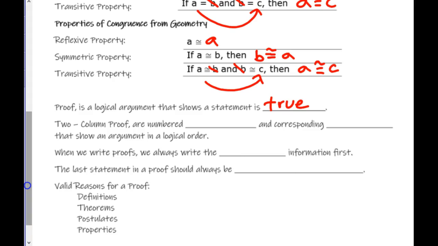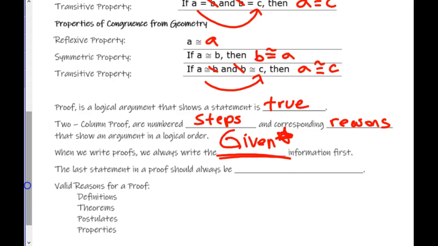A two-column proof has numbered steps on the left and the corresponding reasons or justifications on the right, that show an argument in a logical order. When we write proofs, we always write the given first. Now this is very important.